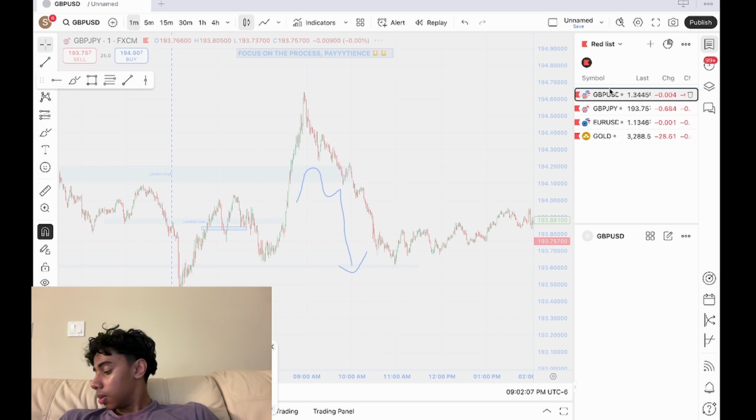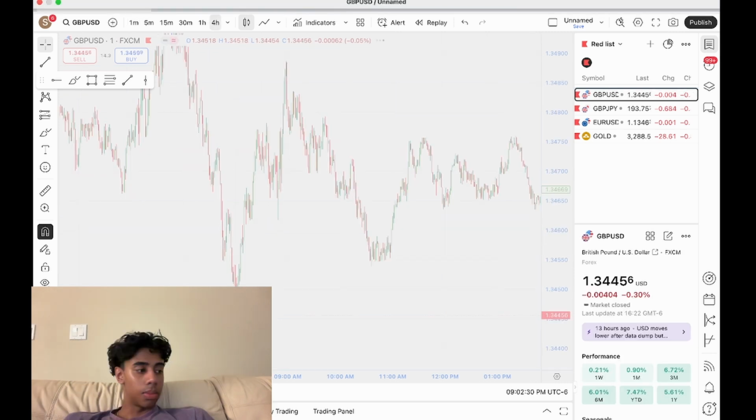So yeah, bro, my computer's busted. I've got to speedrun this. Okay, so I traded on GBP USD, but my computer's gonna explode.